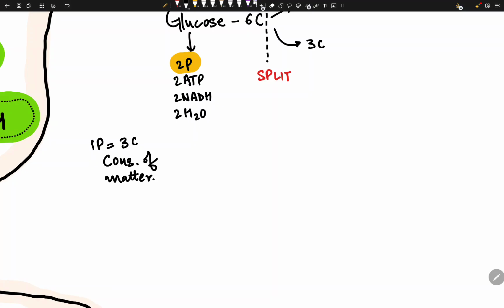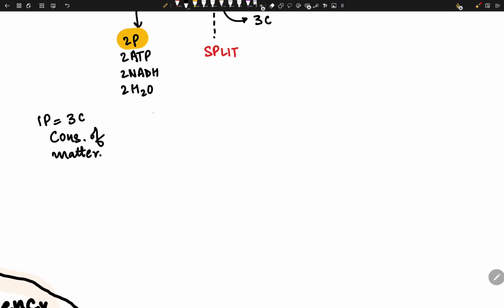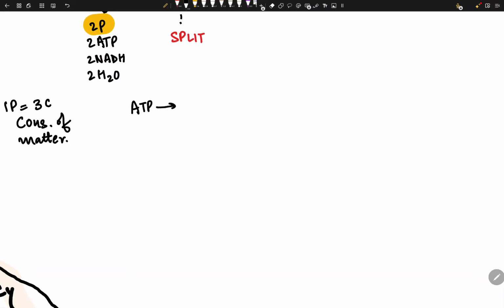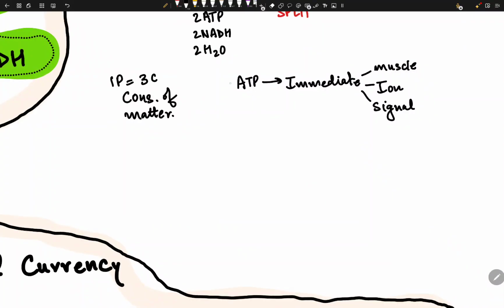Now, what does glycolysis produce? We are trying to understand. We know that it produces ATP, NADH, and pyruvate, but we want to understand what exactly their function is. So first, let's ask about ATP. In the last video, I already introduced you to ATP. Once again, ATP is immediate usable energy. It is used by muscles, used by ion pumps, and used in signaling.